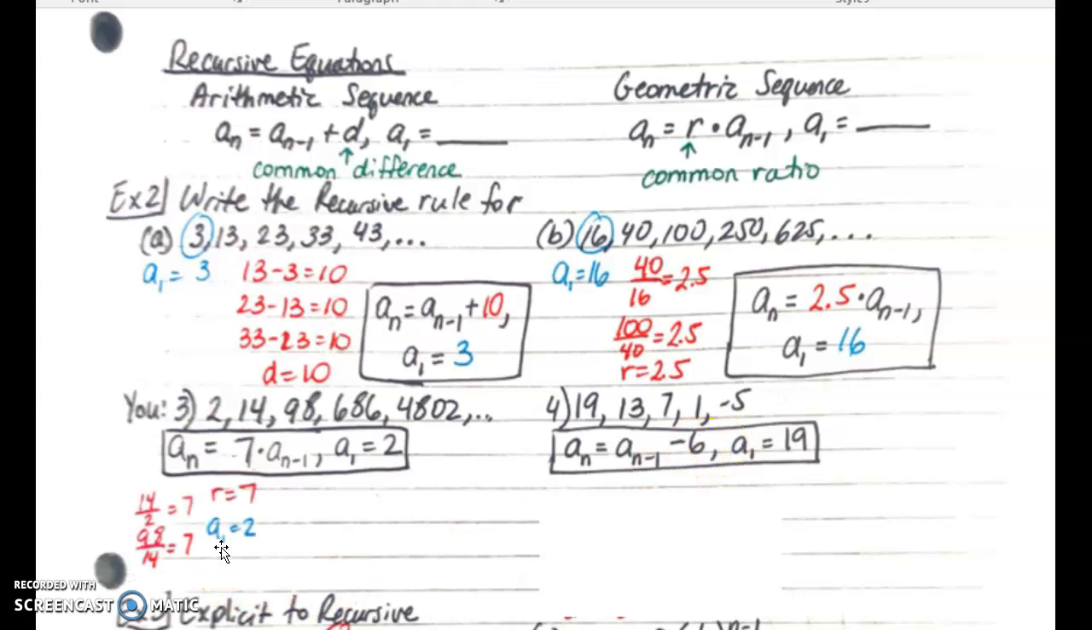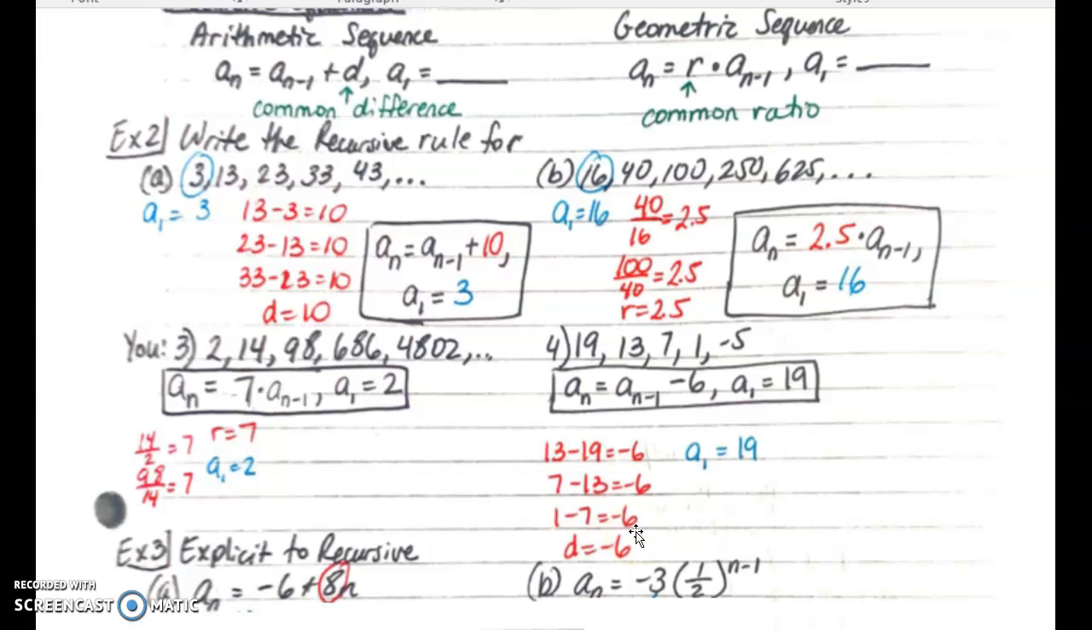If you want to see the work on how to obtain our common ratio and our common difference, here it is. Okay, it's literally just identifying your first term and then the common difference or the common ratio and plugging it in. That's really all there is to it. Okay, so that's if you're given an actual sequence, a list of numbers.